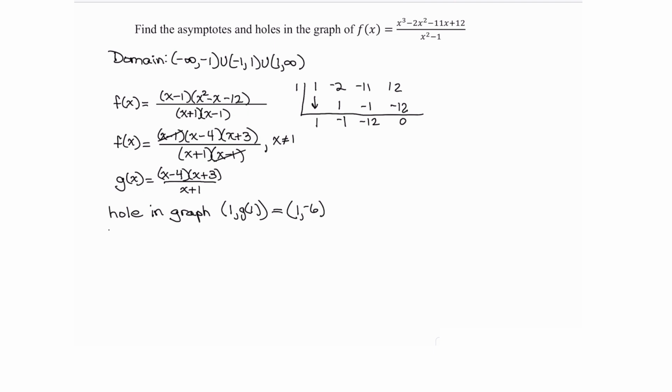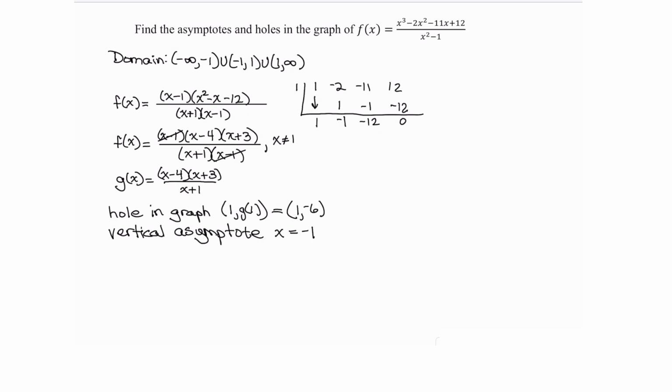Now how about vertical asymptotes? And we do see here that we do have a vertical asymptote. It's a value of x that makes the denominator 0 but not the numerator. And that value is x equal negative 1. So I have a vertical asymptote at x equal negative 1.